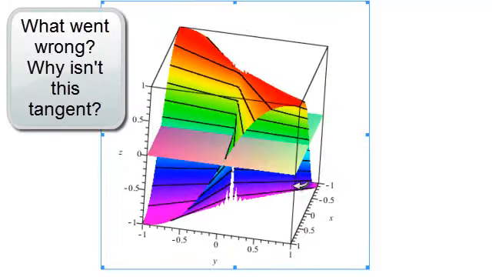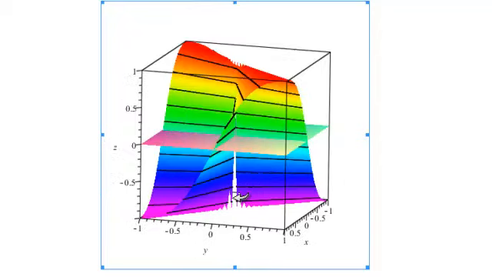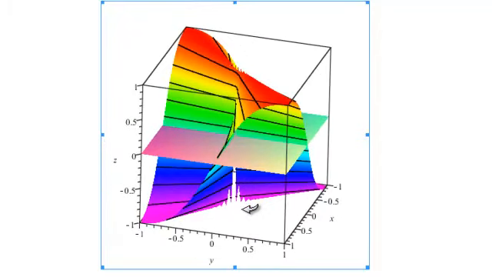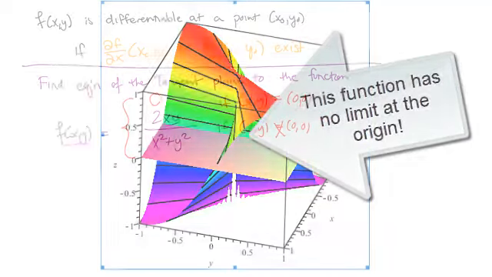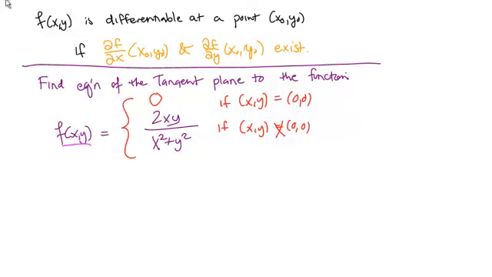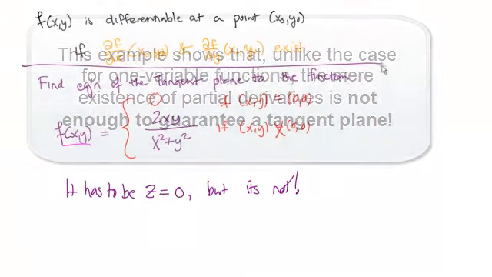So what on earth went wrong right here? Well, the hint is what I said before. Do you remember what special property this function had when it came to limits? It was that it didn't have one. So what did we just see from this? If we have this function, f of x, y equals 0 when x is at the origin, and 2xy over x squared plus y squared for any other point, if it has a tangent plane at the origin, it has to be the plane z equals 0. But that plane is not tangent to it. Why isn't it tangent to it? What's going wrong with this function?